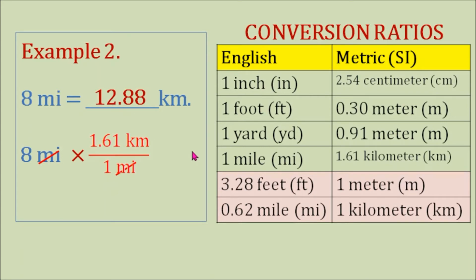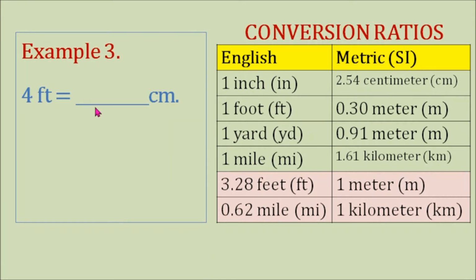Example number 3. 4 feet equals how many centimeters? First, we are going to copy down the measurement that we are going to convert, so that's 4 feet. Then multiply it by a conversion ratio. From our table, we don't have a conversion that relates foot to centimeters. So first we are going to convert 4 feet to inch, and from inch to centimeter.